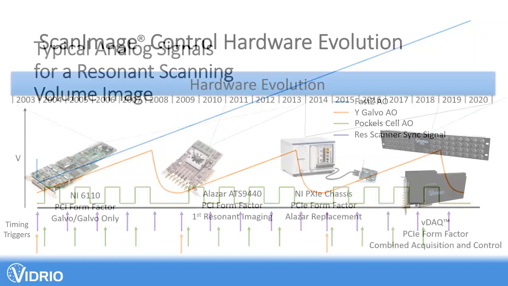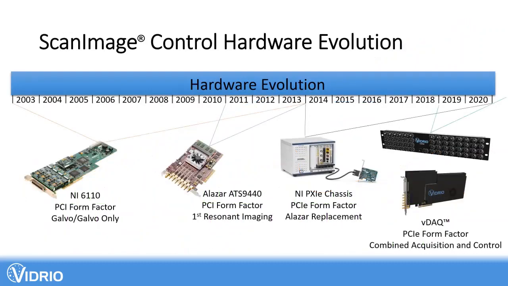So here's a history of the hardware that's been used with ScanImage. It started off in SI3 with this NI6110. It's a PCI form factor. It was only made for galvos. You might notice there's this connector back here for a RTSI cable. If you put in another card because you needed additional analog outputs, for example, you'd have to communicate over the RTSI interface for the timing events and things like that. SI4 was based on this Alazar card, which is also a PCI form factor.